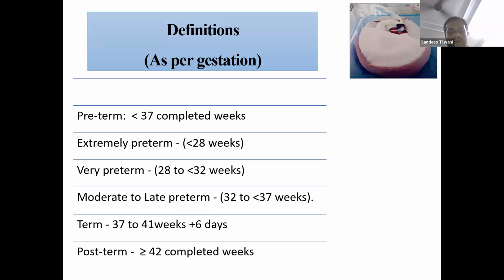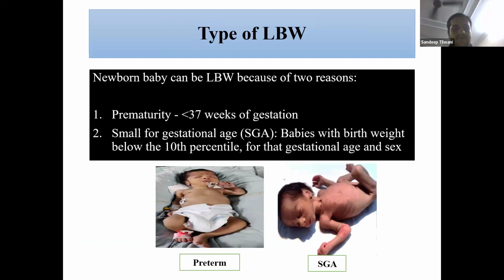And a baby who is born between 34 weeks to 36 weeks plus 6 days, that is between 34 to 37 weeks of gestation, we call a late preterm. Between 37 to 42 weeks, we call it a term baby, and more than 42 completed weeks, it is a post-term. Then coming to the types of low birth weight babies. Again, a baby who is low birth weight is not necessarily premature. There are sometimes babies who are born low birth weight, but maturity wise, their gestational age would have crossed 37 weeks.